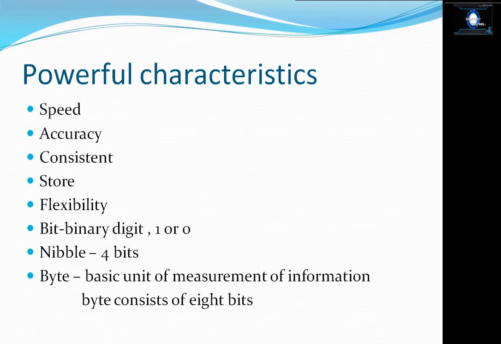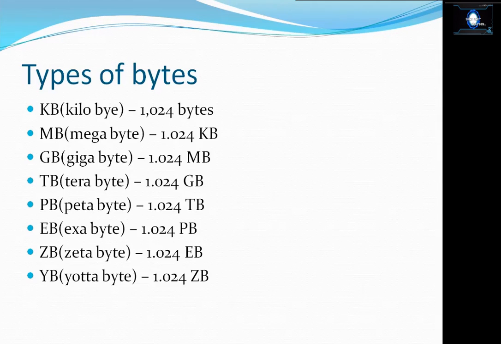Whereas going to the byte, a byte is a basic unit of measurement of information storage. In many computer architectures, it is a unit of memory addressing. A byte consists of 8 bits. Now going to the types of bytes. There are different types of bytes.